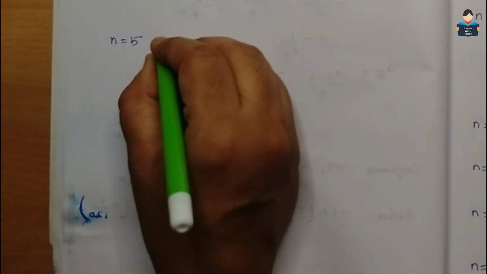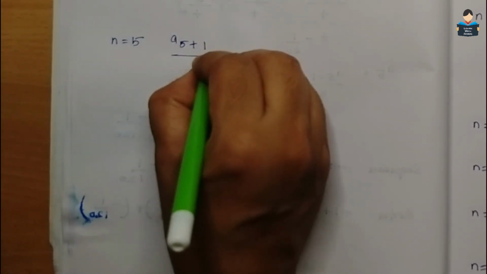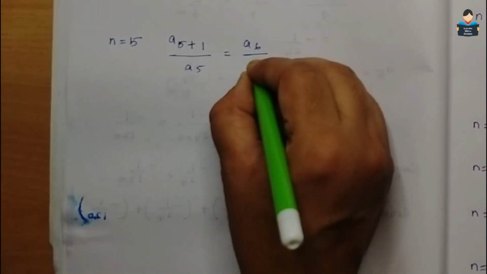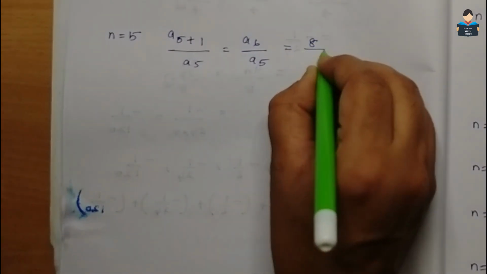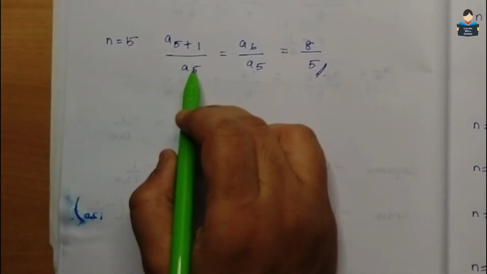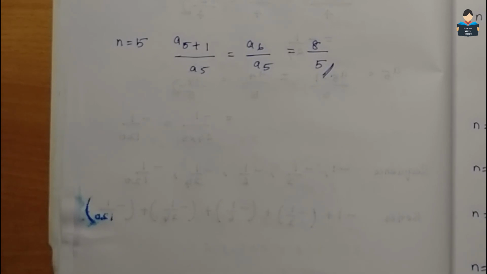Next, n is equal to 5. Then a5+1 by a5 will come, that is a6 by a5. a6 we have found earlier, which is 8. So 8 by a5, which is 5. So this is the answer for n value equal to 5. So with this, our first exercise is complete.